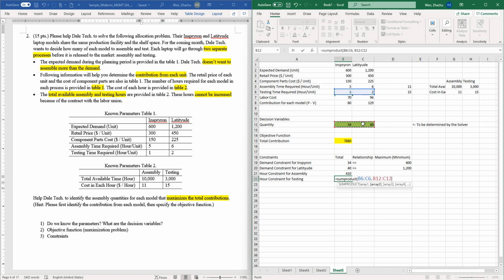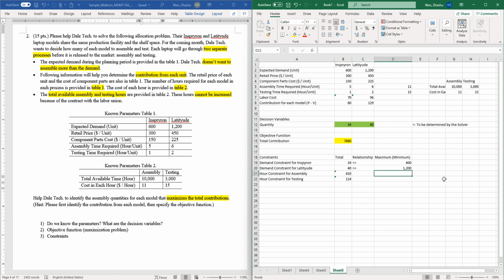Quantity. Okay, so that is equivalent to 1 hour multiplied by the quantity of Inspiron plus 2 hours multiplied by the number of Latitude. Okay, and then sum them up. That's what it is. So I can actually replace this with a SUMPRODUCT. So we're spending way more hours in assembling when compared to the testing.